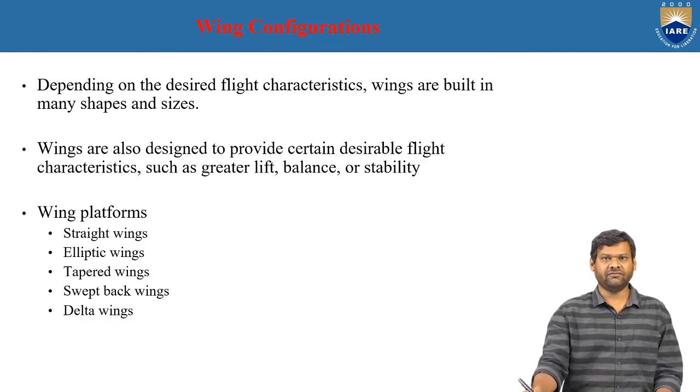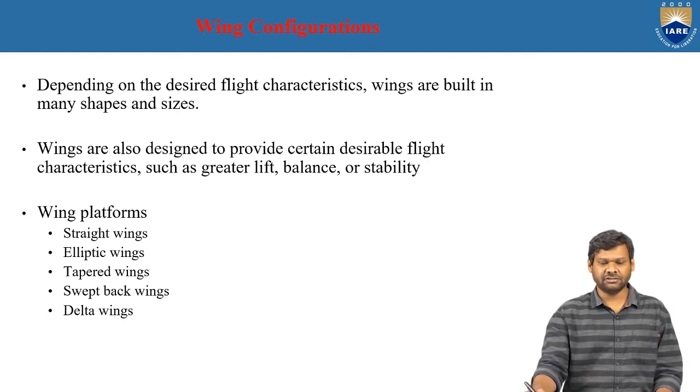Okay, coming to the wing configuration. Depending upon desired flight characteristics, wings are built in many shapes and sizes. For example, just observe a civil aircraft wing and a fighter aircraft wing. What you actually observe? First thing you observe is that in fighter aircraft, we have delta wings, but in civil aircraft, which are flying below the sonic speed, have tapered or some sweepback wings.